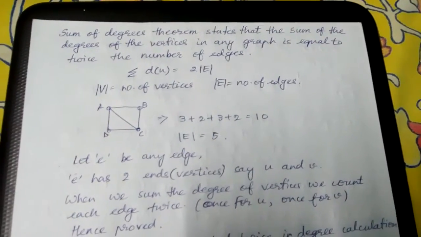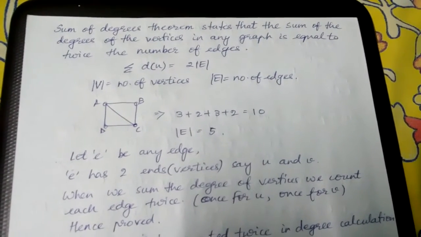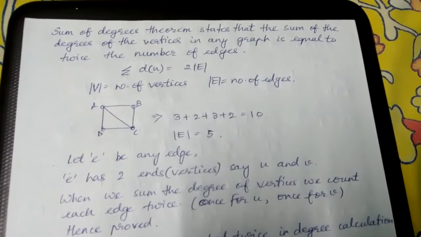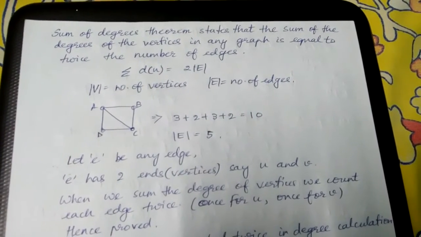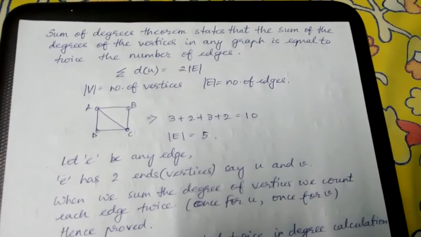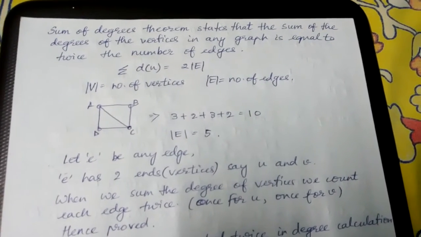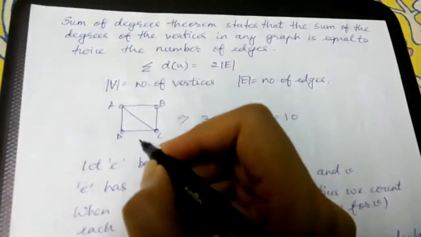Let's move on to a theorem. This theorem, the sum of degrees theorem, states that the sum of the degrees of vertices in any graph is equal to twice the number of edges. So you can see that we have written that the sum of the degrees of the vertices is equal to twice the number of edges, where |V| is the number of vertices and |E| is the number of edges. Look at this graph carefully.